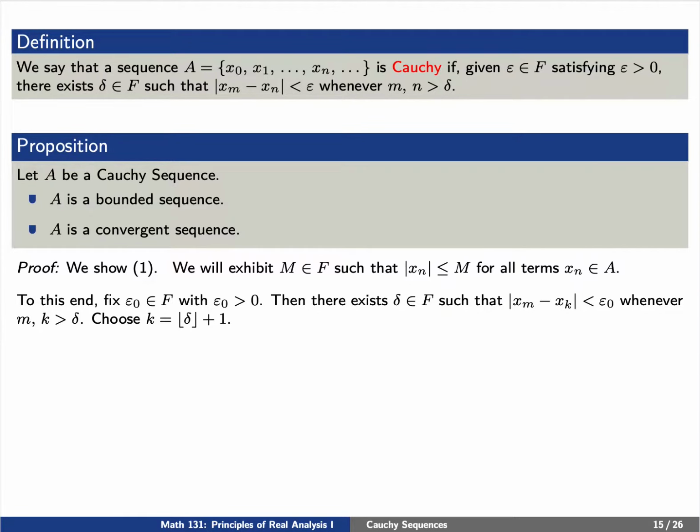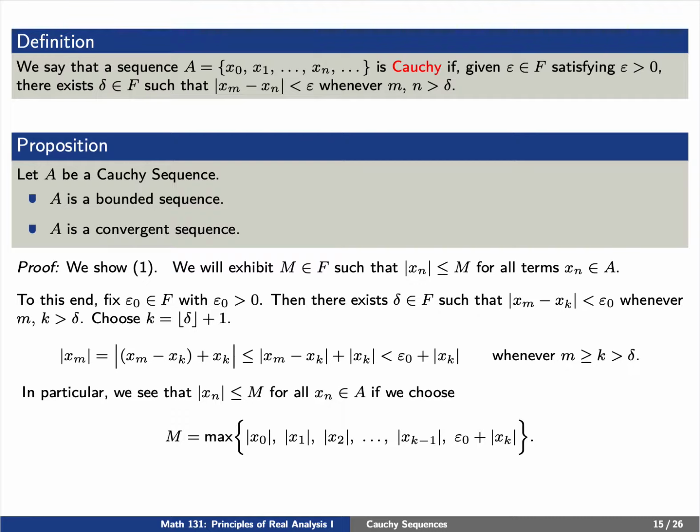We're going to now fix a k in terms of the floor of this element delta. Remember that the floor is the greatest integer less than or equal to delta. Once we do this, we can use the triangle inequality to see that whenever m is greater than or equal to k, then the absolute value of x sub m will be less than epsilon naught plus the absolute value of x sub k. Again, remember that k here is fixed. So we see now that the absolute value of x sub m must be less than a specific fixed number for all m greater than or equal to k.